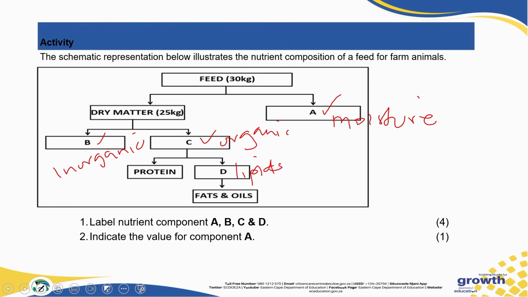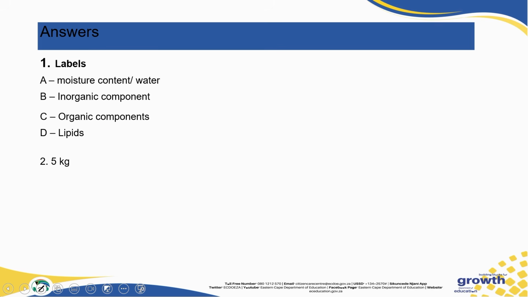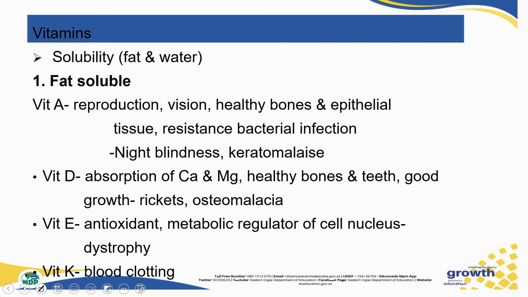Indicate the value of component A. The value of component A, obviously, is 30 minus 25, so we subtract 25 from 30. Simple like that. Let's move on. These are the answers. Now the vitamins.